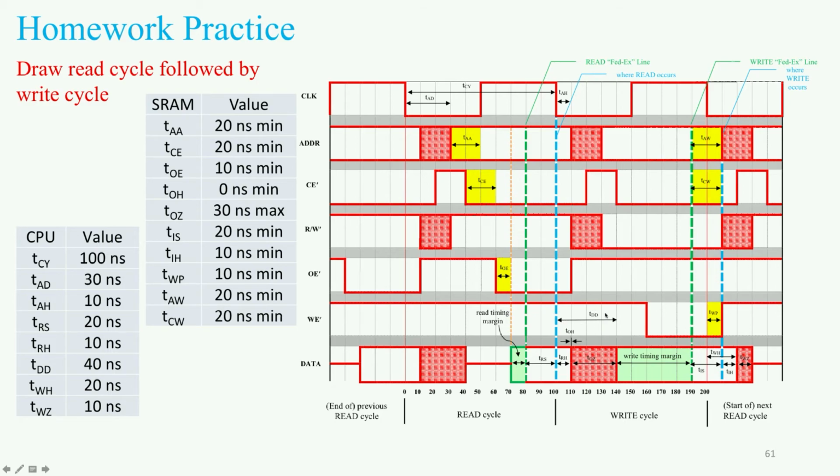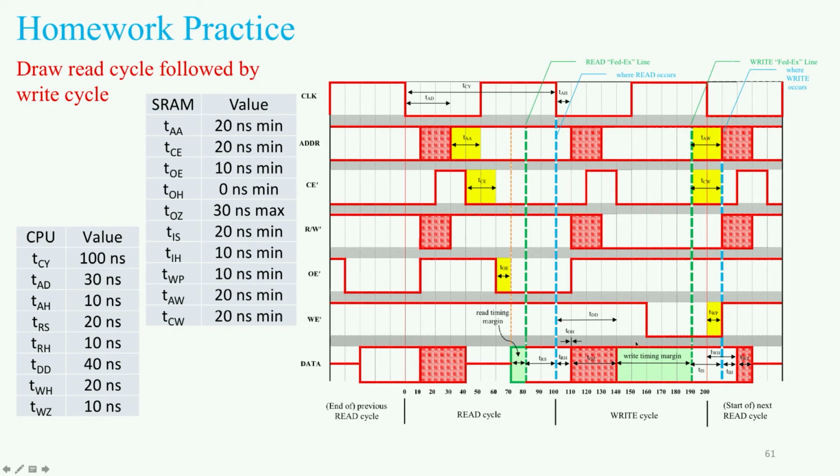And remember, that is completely dependent on a CPU timing parameter, which was the data delay parameter TDD, which was specified as 40 nanoseconds. And so in this diagram, everything just works out nice and evenly. So as soon as the SRAM got off of the data bus, the CPU got onto the data bus to actually put the valid data on the bus.